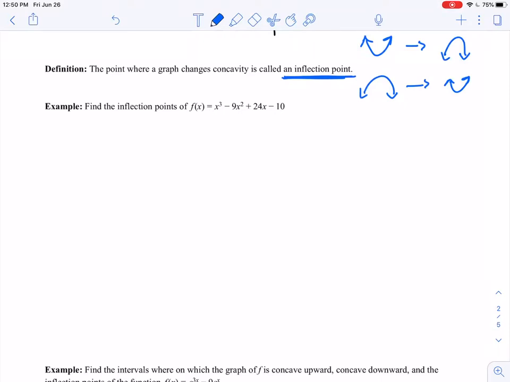Let's find the inflection points of f of x equals x cubed minus 9x squared plus 24x minus 10. So I'm going to start the same way that I've started. If I want to determine concavity, I need to find the second derivative. In order to find the second derivative, I need to start with the first derivative. So I'm going to find f prime of x first. F prime of x is 3x squared minus 18x plus 24. So there's my first derivative, but I want concavity, so I really want the second derivative. So f double prime of x is equal to 6x minus 18.